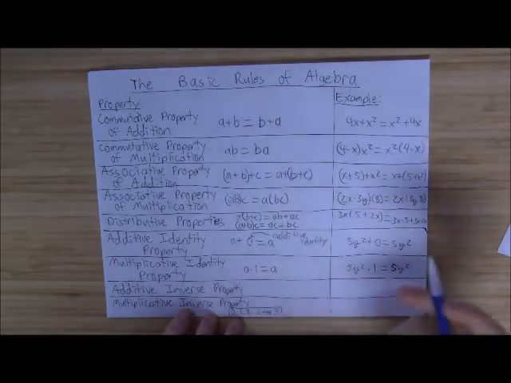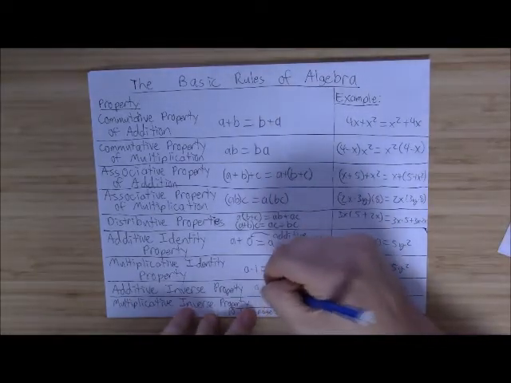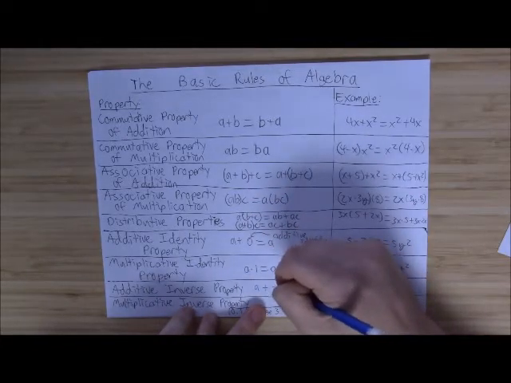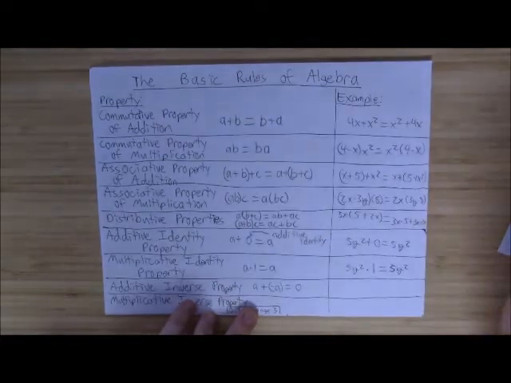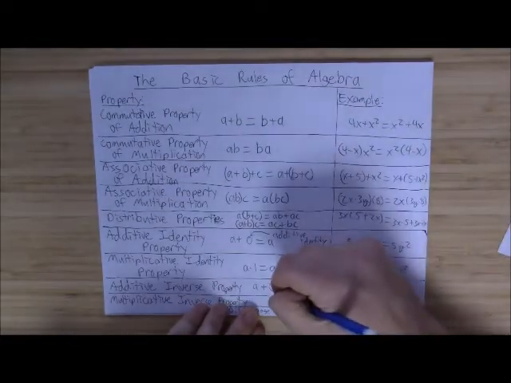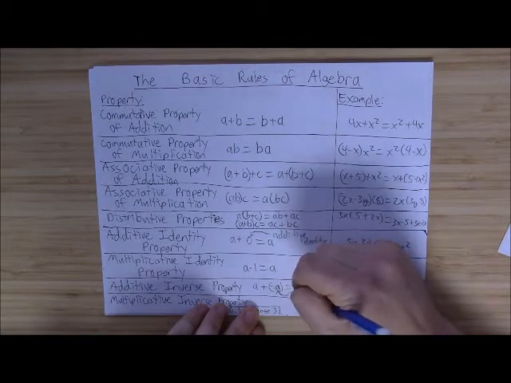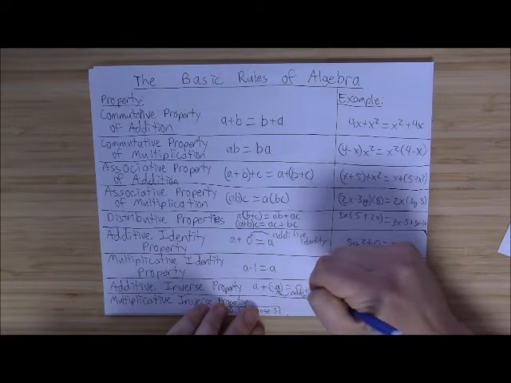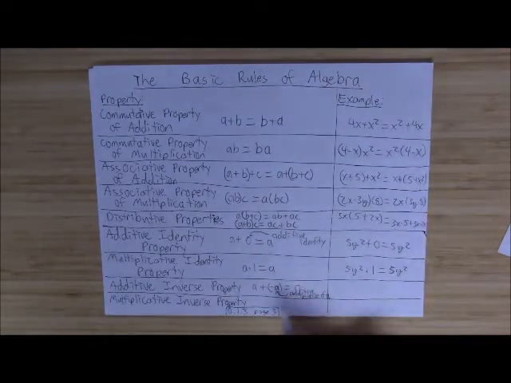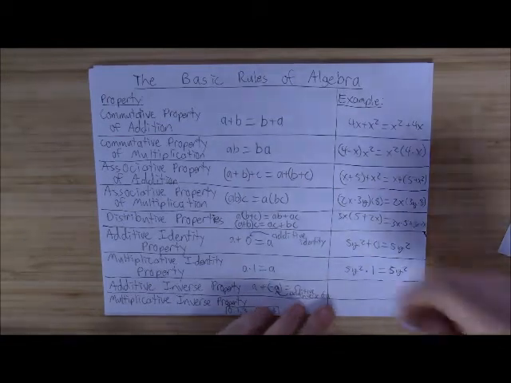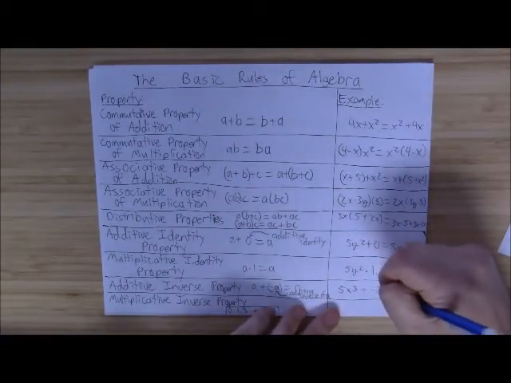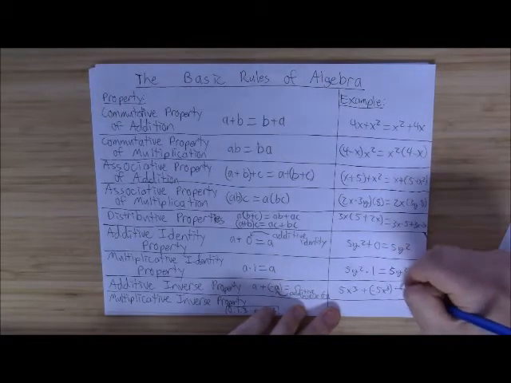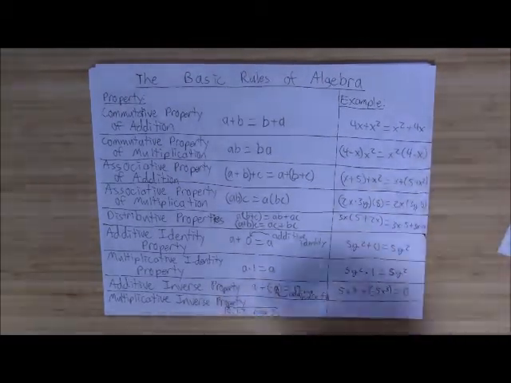Now, the additive inverse property says that we can always find a negative of a such that when we add it, we get back to our additive identity. This is called the additive inverse of a. So for example, 5x cubed, the additive inverse of that would just be slap a negative on the front, so 5x cubed plus negative 5x cubed equals 0.